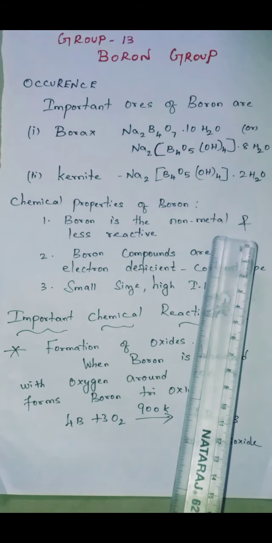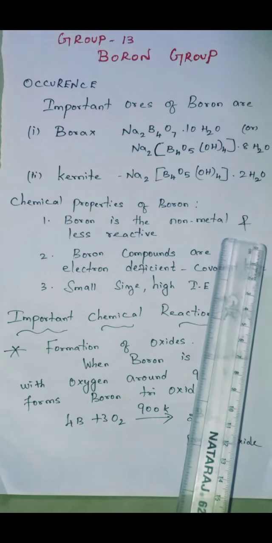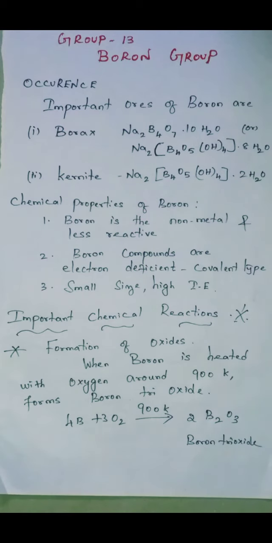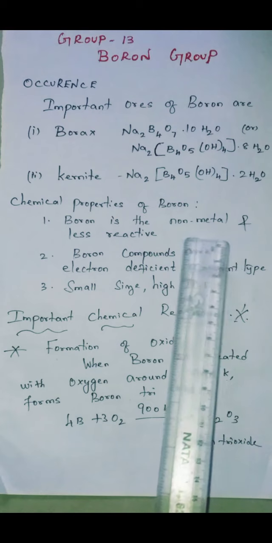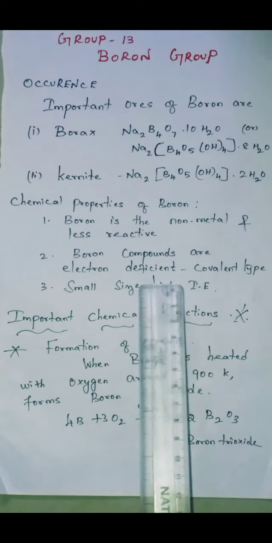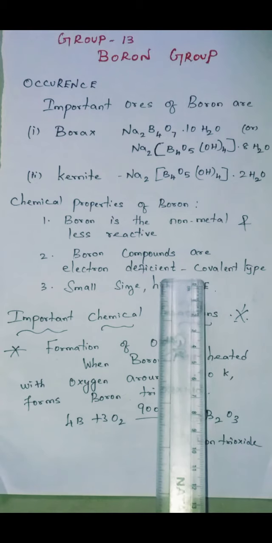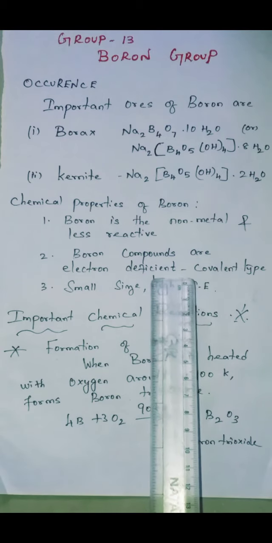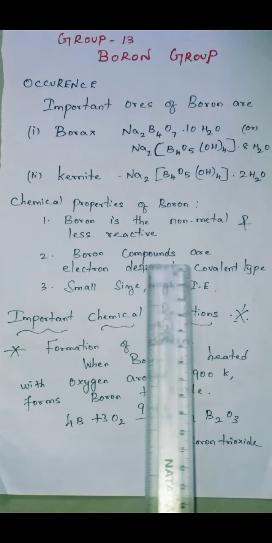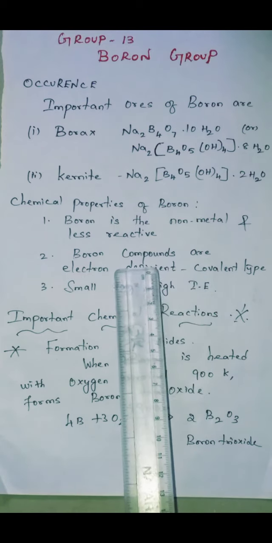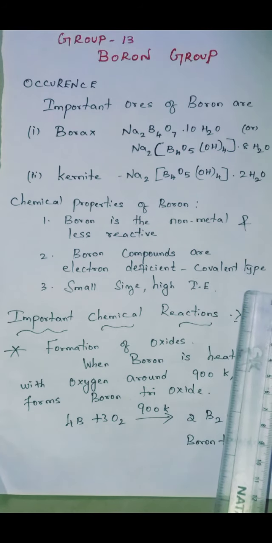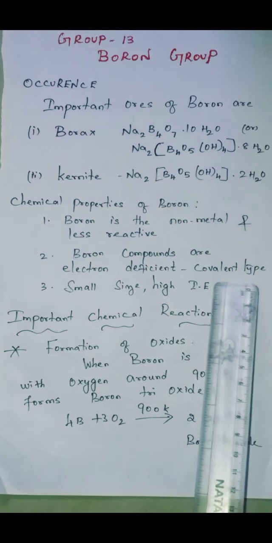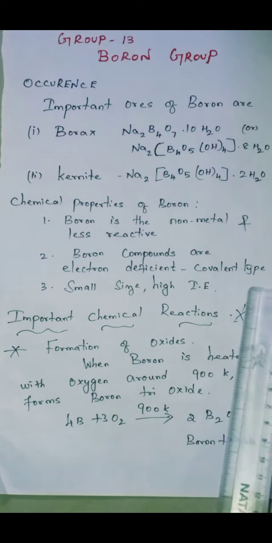Boron is a non-metal. The only non-metal in group 13 is boron, because in the boron family the elements are aluminium, gallium, indium, thallium, and all of these are metals. Boron is a non-metal and is less reactive. Boron compounds are electron deficient compounds. I will explain what electron deficient means after completing this topic. Boron compounds like BF3 and BCl3 are electron deficient, and they form covalent compounds. Because all metals form ionic compounds, but here it is a non-metal, so only covalent compounds are formed.